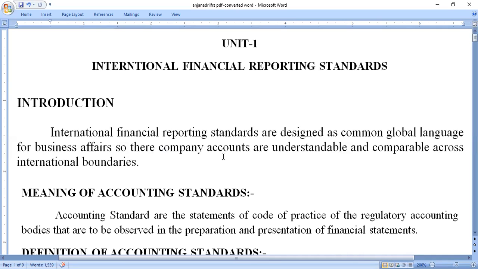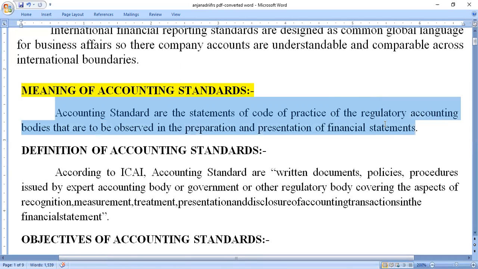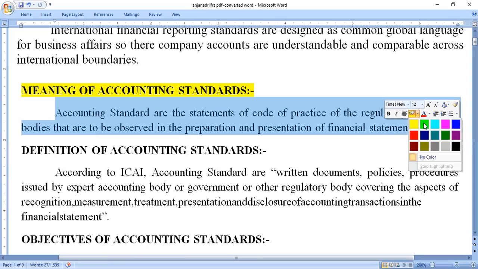Next we are moving on to the meaning of accounting standards. What is meant by accounting standards? Accounting standards are the statements of code of practice of the regulatory accounting bodies that are to be observed in the preparation and presentation of financial statements. Preparation and presentation of financial statements.